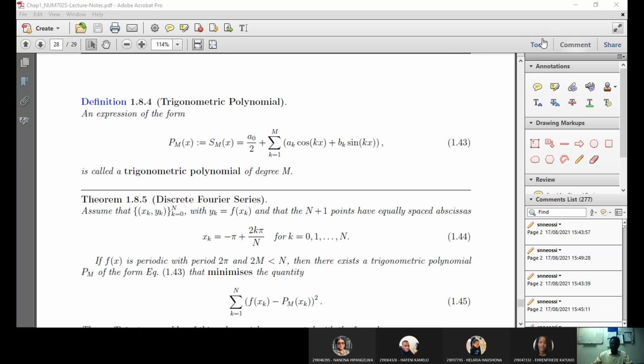Today we will proceed with where we stopped last time, that is trigonometric polynomial. A trigonometric polynomial is just a truncated Fourier series. If you look at the definition, you will see that this is our Fourier series that we truncated. So we stopped after n terms, and it gives us what we call a trigonometric polynomial of degree n.